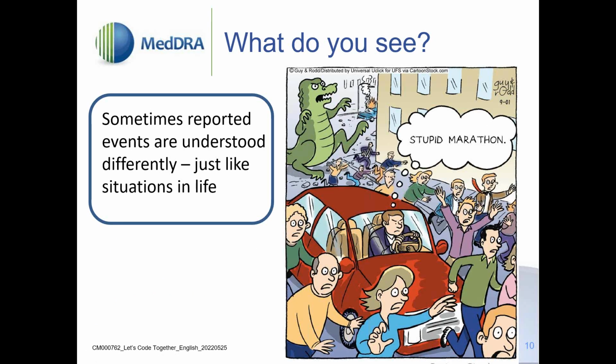Here's an example. We always have a picture in these sessions. So this one shows an event here, just like reported events. They can be understood differently by different people. And here we see in the cartoon, we've got the man in the car who's blaming, as you can see, there's a lot of people all around him and he's blaming what he thinks is a marathon, people running without realizing that there's some kind of monster or dinosaur chasing. So it shows how that situation can be interpreted differently.